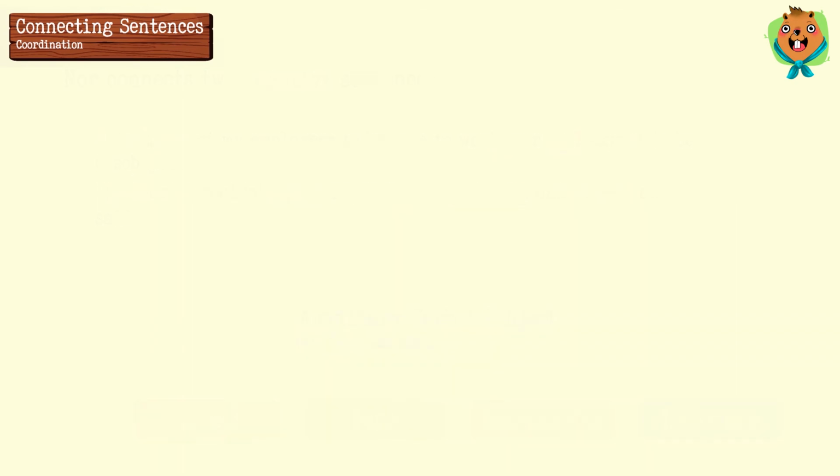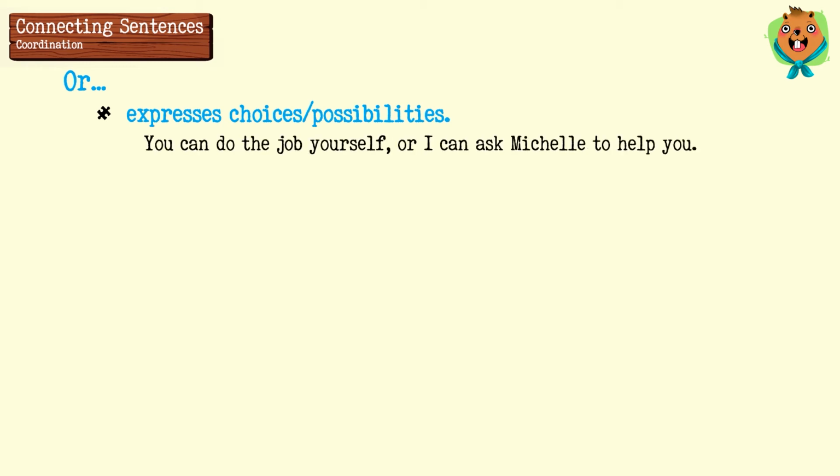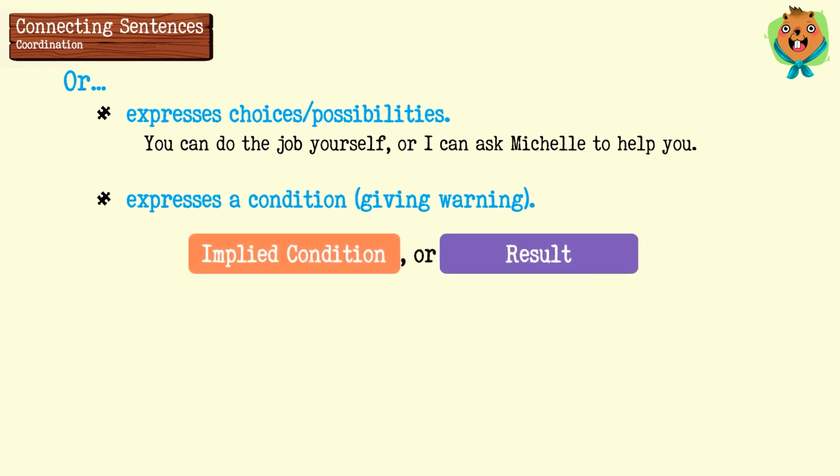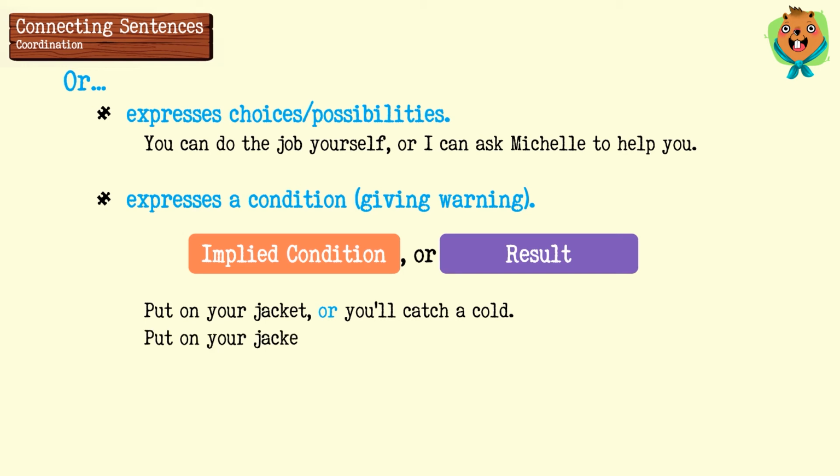We use or in two different ways. Firstly, we use this conjunction in order to express choices or possibilities. For example, you can do the job yourself, or I can ask Michelle to help you. In its second use, or expresses a condition, usually when we're giving a warning. In such sentences, we have an implied condition before or, and after or, we have the result of that condition. For example, put on your jacket or you'll catch a cold. Notice that in this use, or is similar to otherwise, which can also be used in conditional sentences.